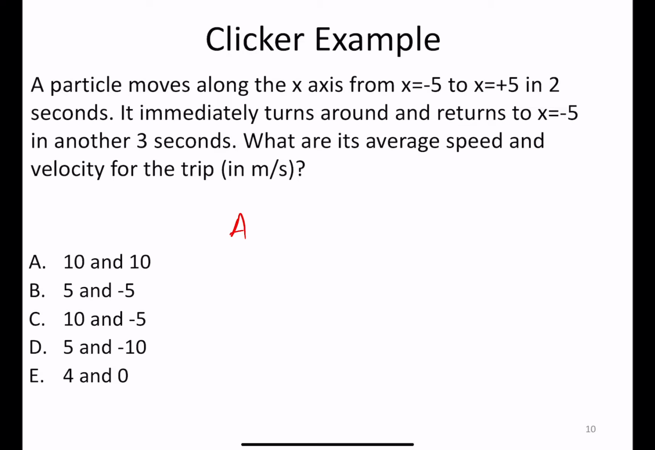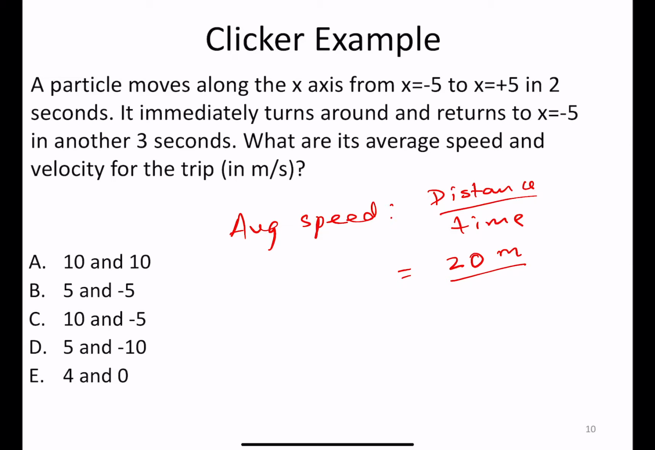So average speed is simply the total distance divided by the total time, right? So what is the total distance? The total distance is, it's going from -5 to +5, and then it's coming back. So 20 units, 20 meters, divided by a total time of 2 seconds plus 3 seconds, which is 5 seconds. So that's going to be 4 meters per second. That's going to be the average speed, total distance divided by total time.